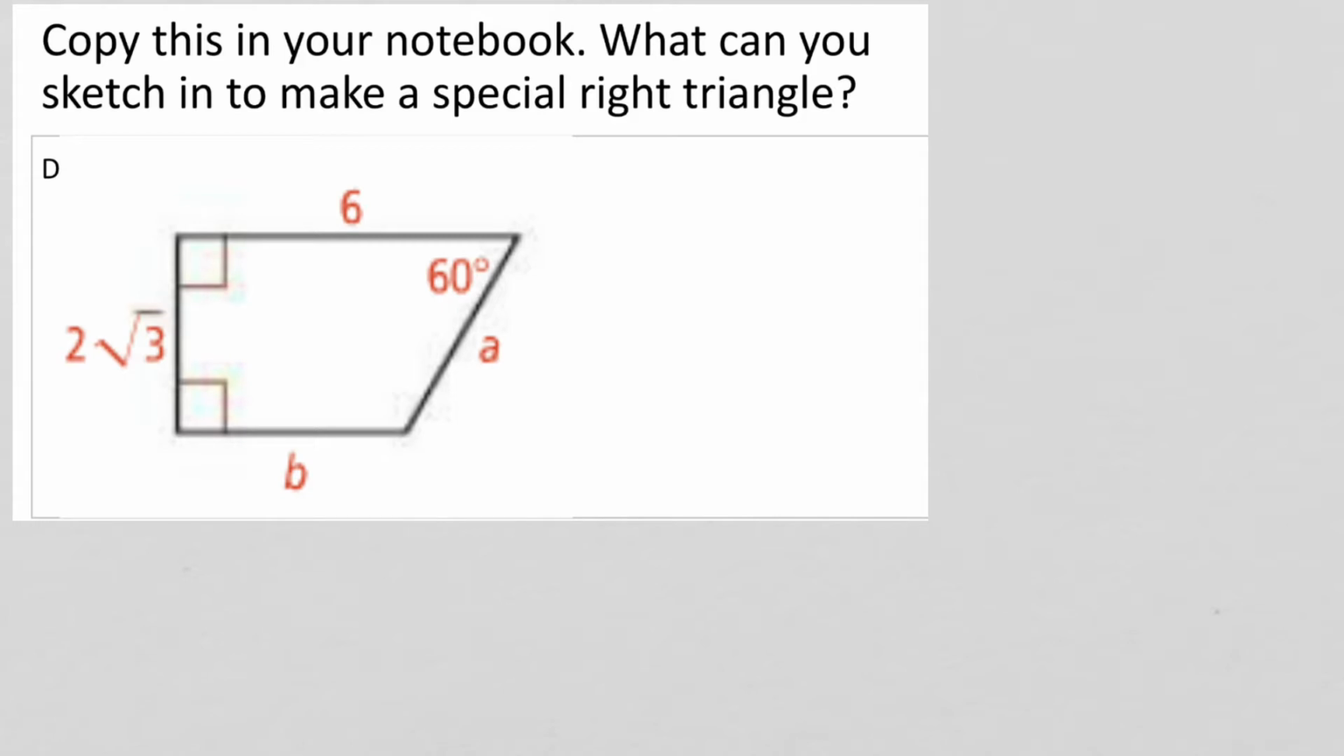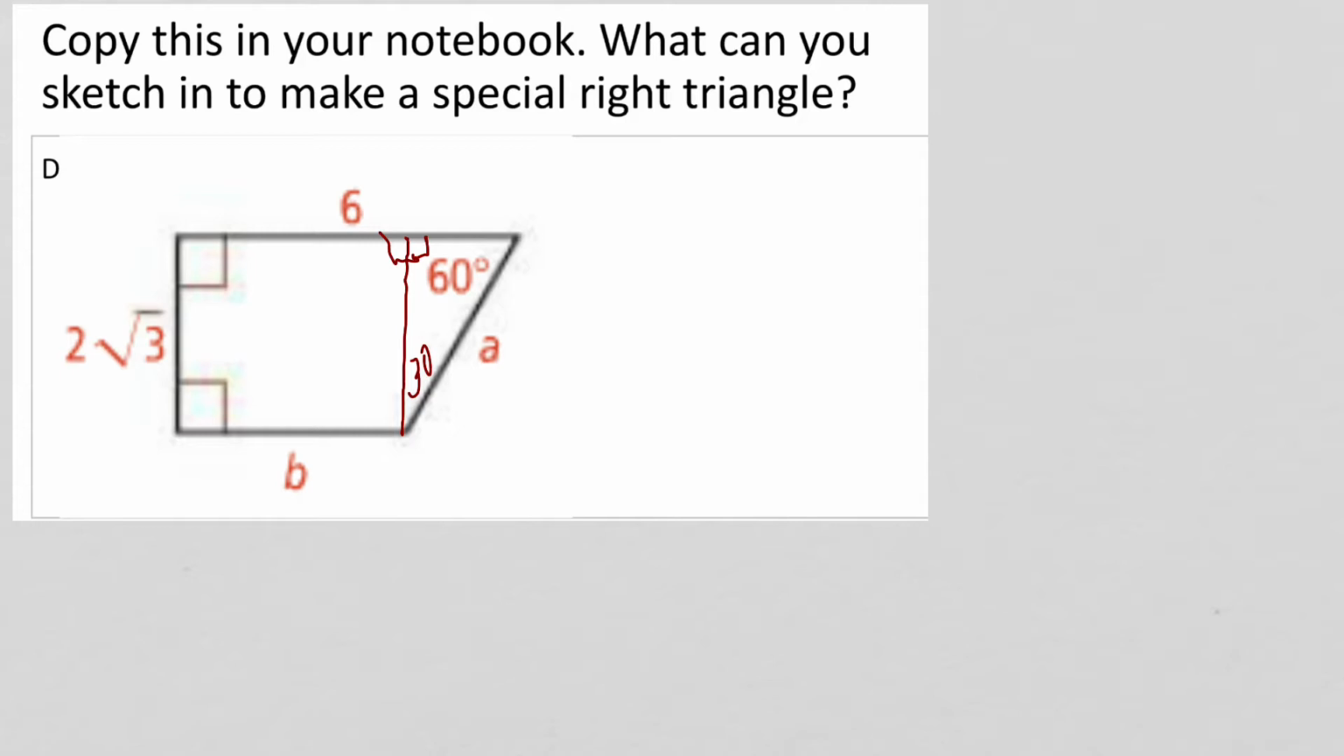So copy this in your notebook. Here's a trapezoid. What can you sketch in to make a special right triangle? Well, I could sketch in an altitude going up this way to make this a 90-degree angle here, right? So that means that this is 30 degrees left. So we have a special right triangle on this side here. All right, we need to figure out A and B here. So what can we do?